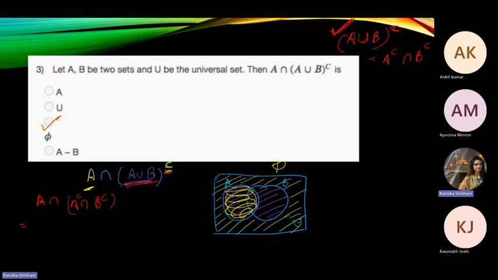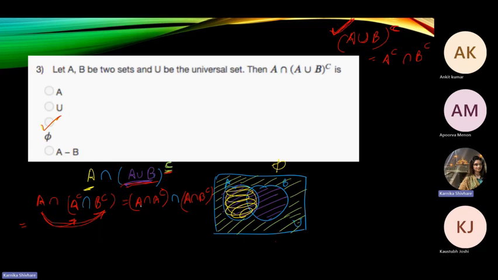Then we will apply the distributive law, which says this will go to both of them. This will give us A intersection A complement. And when this will go here, it will become A intersection B complement. And this, okay, let me change the color. And this intersection is here, common.